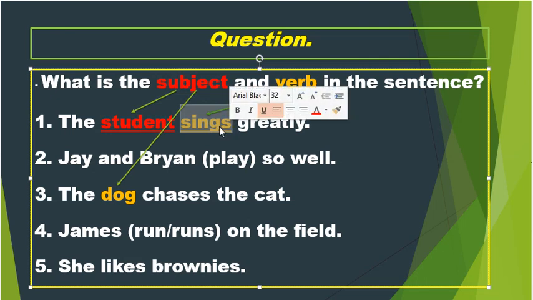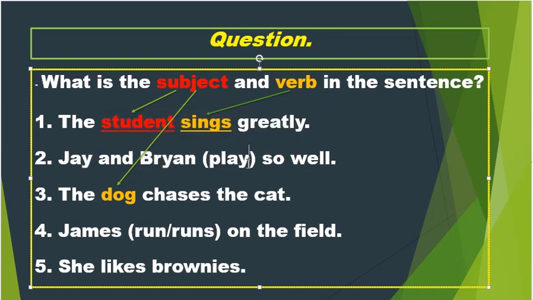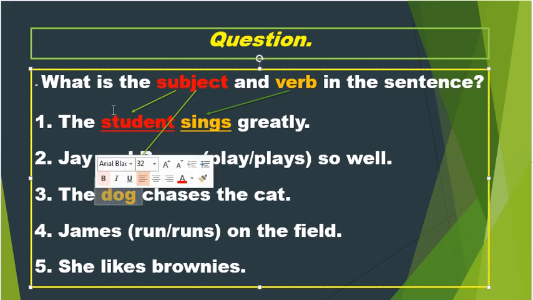He sings. So number 2, Jay and Brian play. Normally it says here plays or play. I have a question here only: what is the verb in this sentence? Jay and Brian play so well. So you must choose one, play or plays.